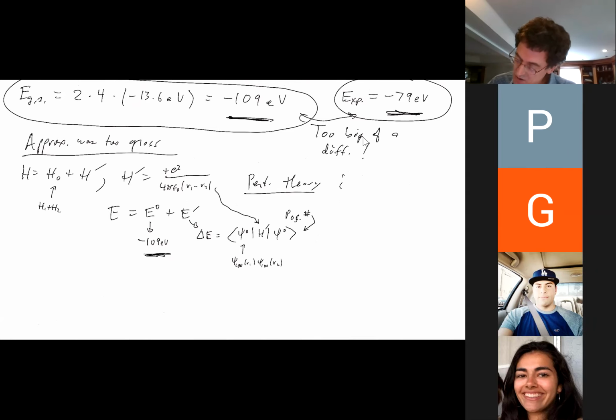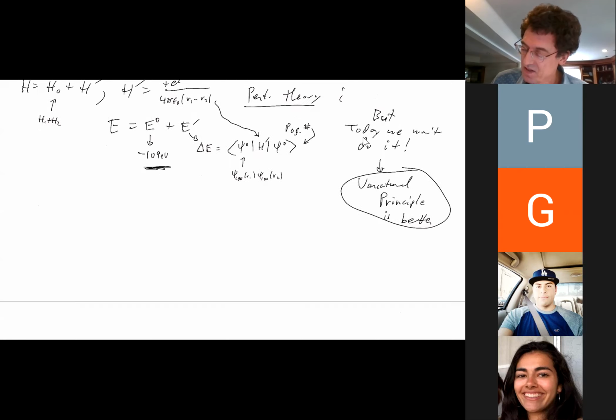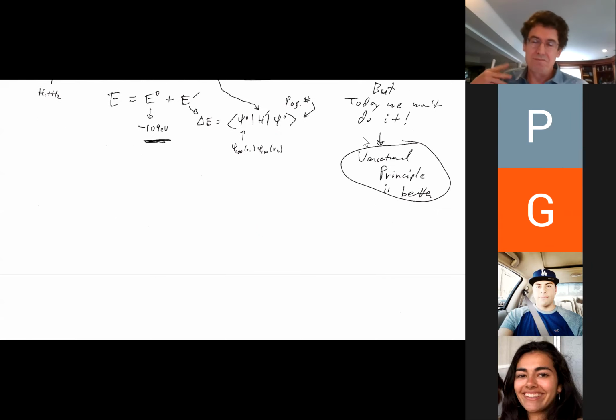But let's not do it. Today, we won't do it. This would be the logical thing to do, but instead, we're going to use the variational principle. It turns out that for this particular problem, the variational principle is better. But it's not obvious why it's better. It just is. But that doesn't matter. This is just an example to see how to use the variational principle.